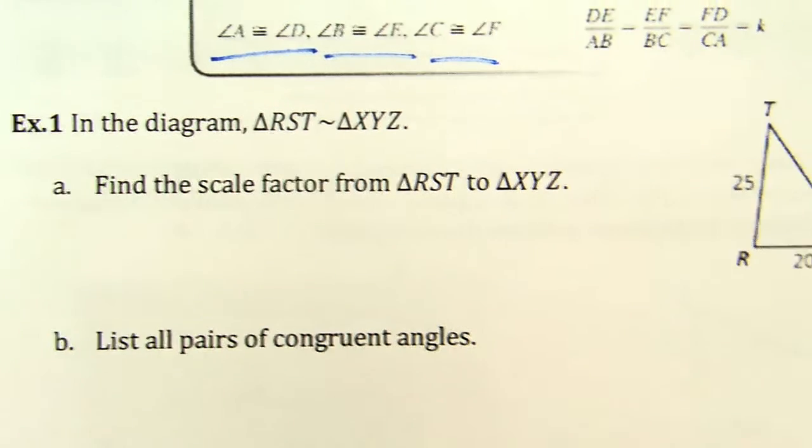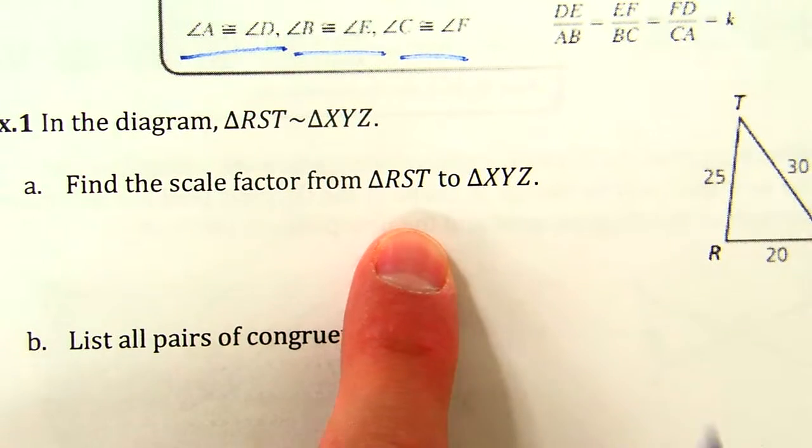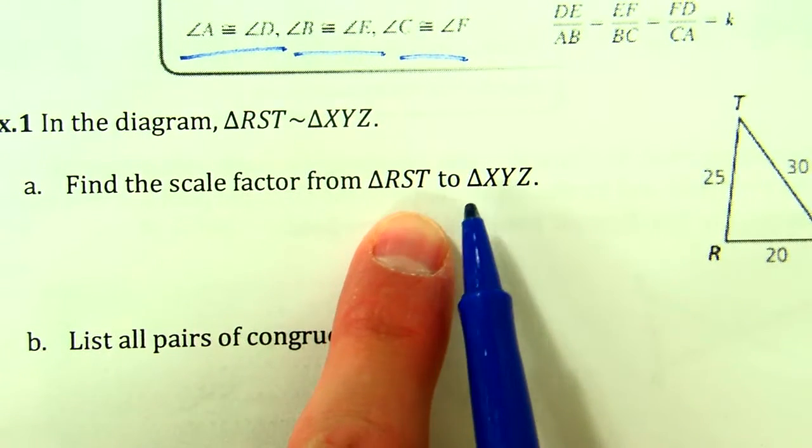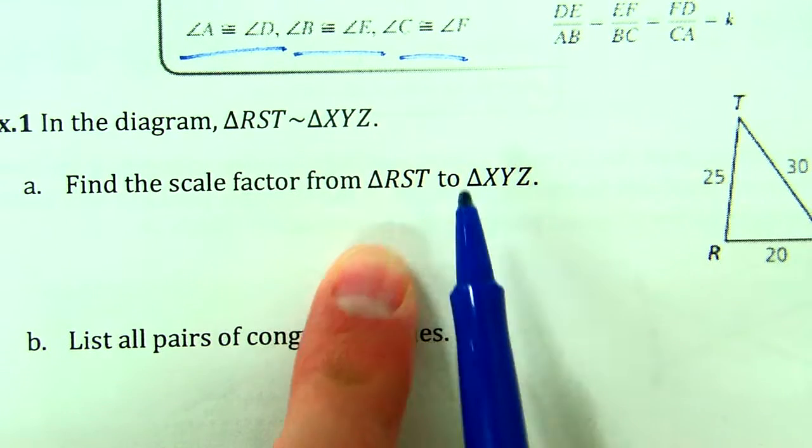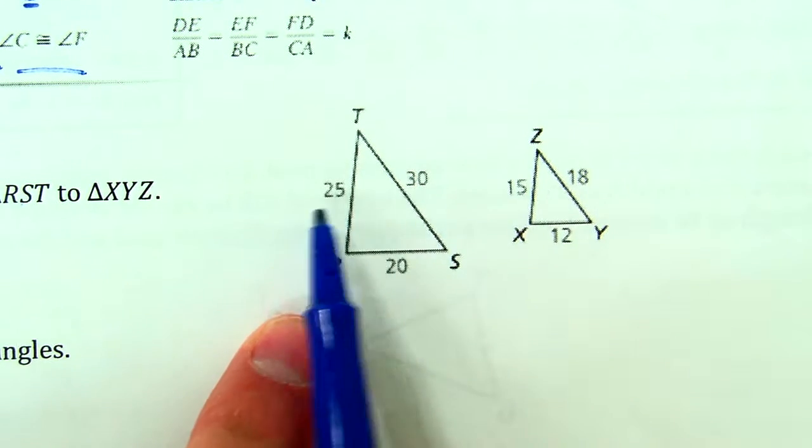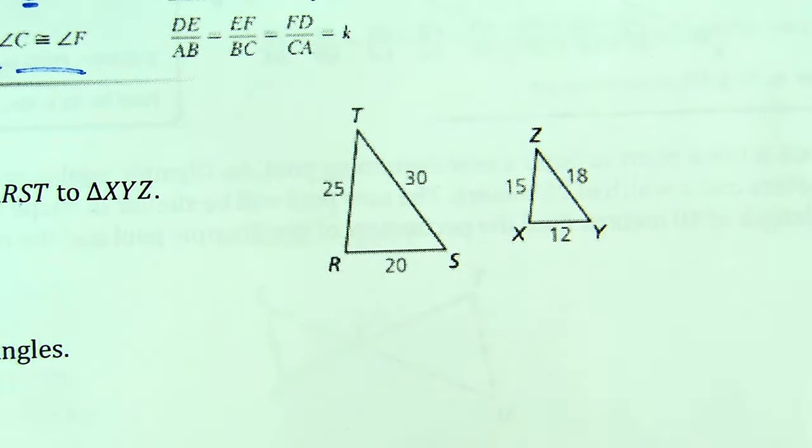So in letter A, we're finding the scale factor from RST to XYZ. So the order matters here. I'm going from RST to XYZ, so I'm going from the bigger one to the smaller one. And since I'm going from bigger to smaller, my bigger figure is shrinking down. So since it's shrinking down, my scale factor has to be smaller than 1. Because when you multiply by something smaller than 1, you would get smaller, right?